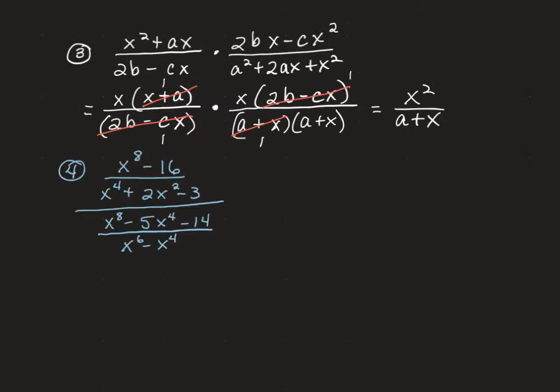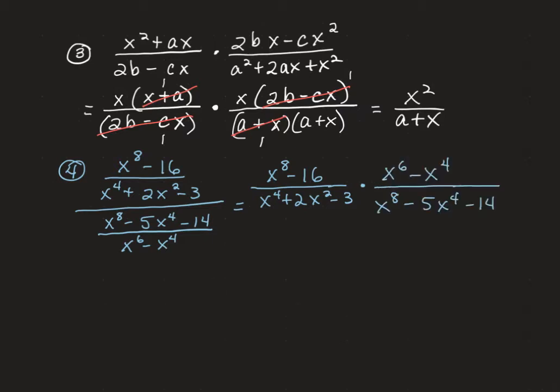Here's a challenging example. We will perform the division indicated by this complex fraction by multiplying the dividend by the reciprocal of the divisor. We'll start with the numerator of the dividend. That's a difference between two squares, because x to the 8th, let me write that up there, can be rewritten as x to the 4th squared, and 16 can be rewritten as 4 squared.